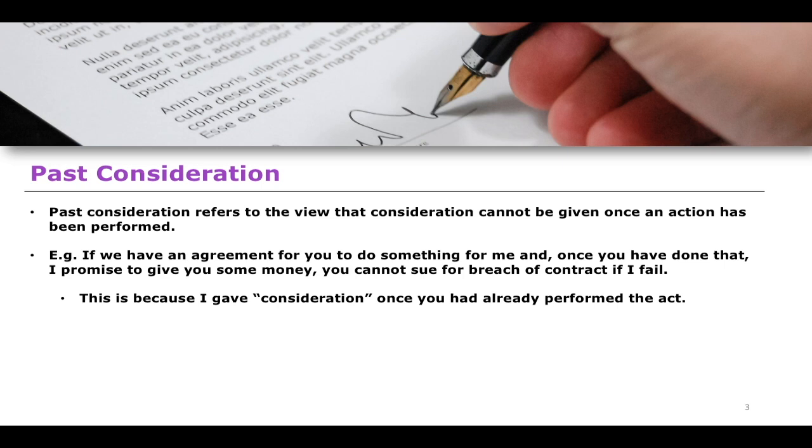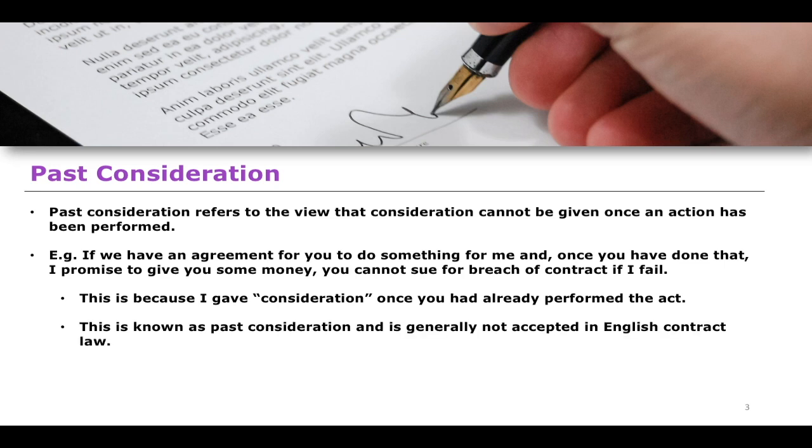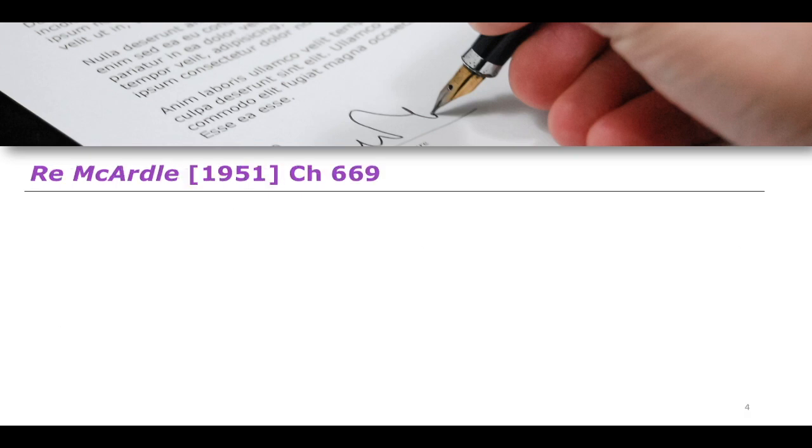And so in this case, there would not be a contract. There wouldn't be a contract between me and you in this example, because consideration had been past. It had not been given at the performance of the action in question. So generally, we do not accept the existence of past consideration in English law.